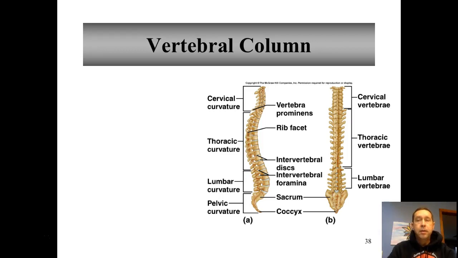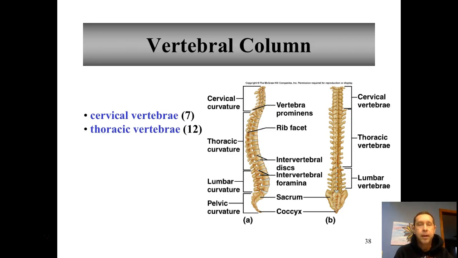Okay, in this video we're going to talk about the vertebral column and the bones that make up the vertebral column. So we divide the vertebral column into several areas. The cervical vertebrae are found in the cervical or neck region, and they form the cervical curvature, which is a curvature towards the back side, or a posterior curvature. And there are 7 cervical vertebrae.